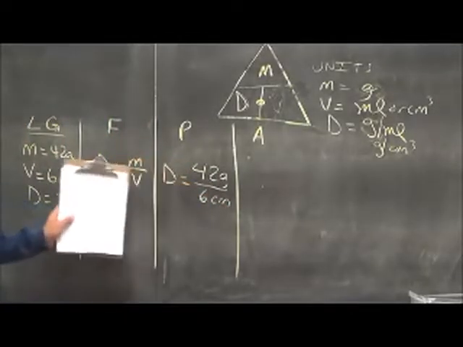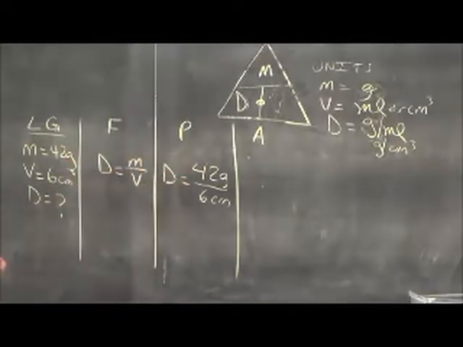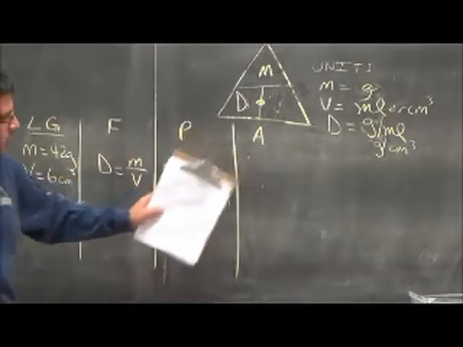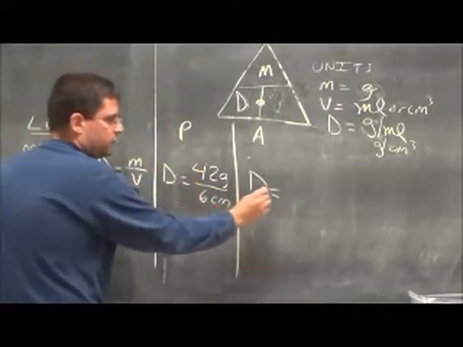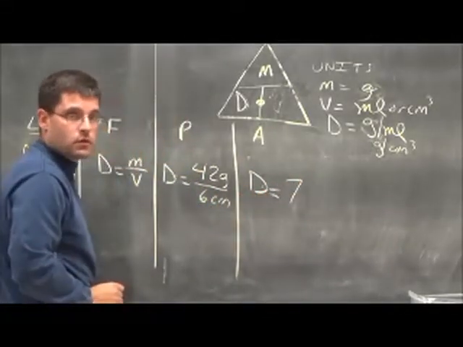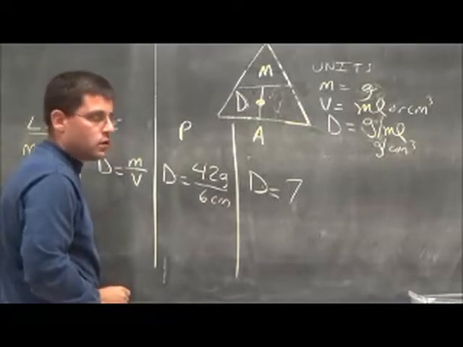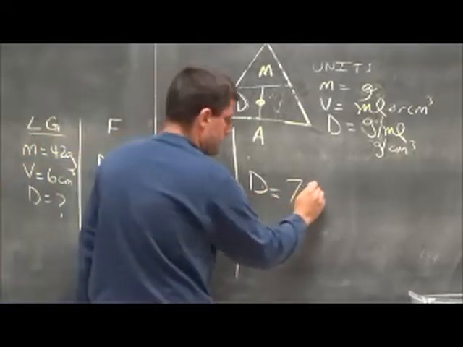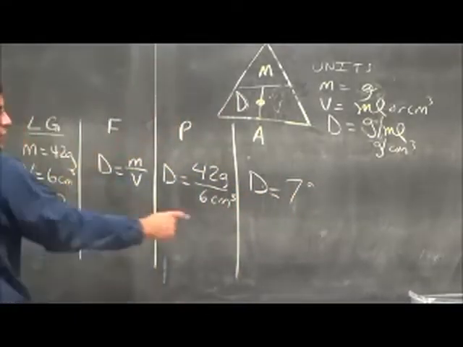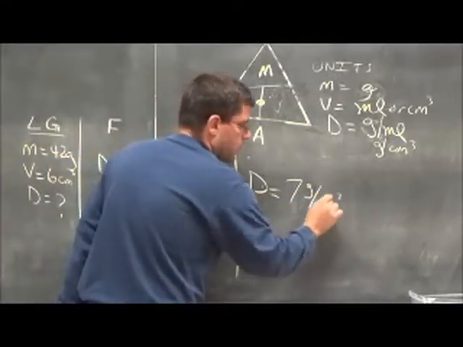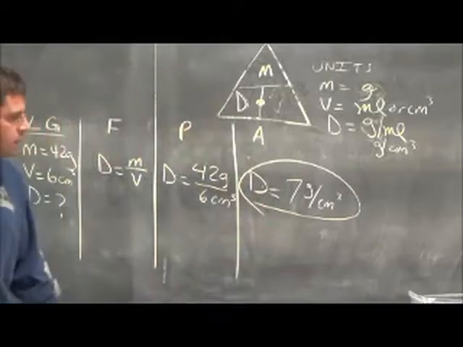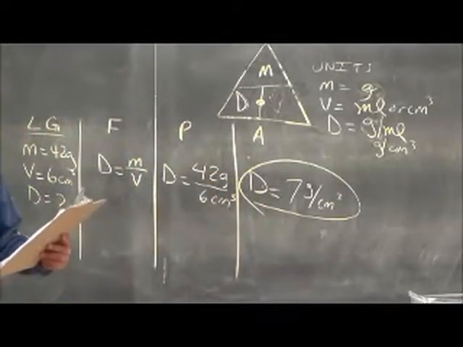Plug it in, plug it in. Look how neat and organized that is. Keeps you organized. Final answer. Density equals 7. What's the unit? Grams per centimeters. Oh, centimeters cubed, sorry. Grams per centimeters cubed. Answer: so the density of the metal ball is 7.